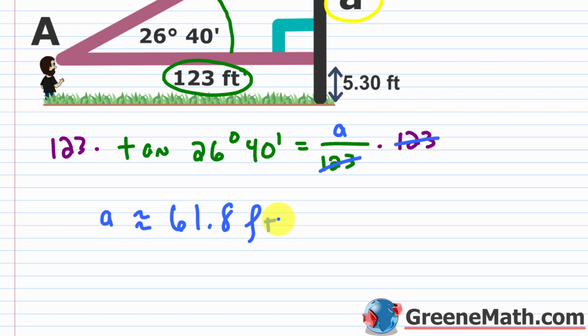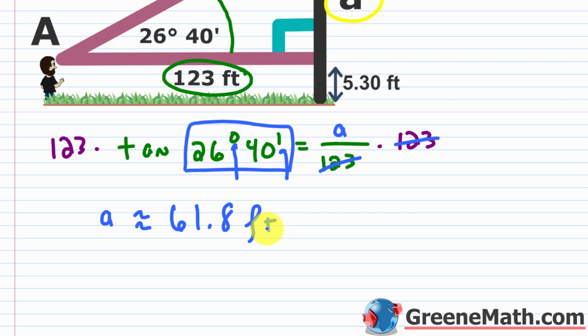Now, if you're confused about how to enter this into your calculator, on a TI-83 or 84, whatever you're using, you can hit second and then angle. You can choose degrees and you can choose minutes. That way you don't have to convert it into a decimal and then type it in. It's a little bit easier and it'll be a little bit more accurate. All right, so A is approximately 61.8 feet.